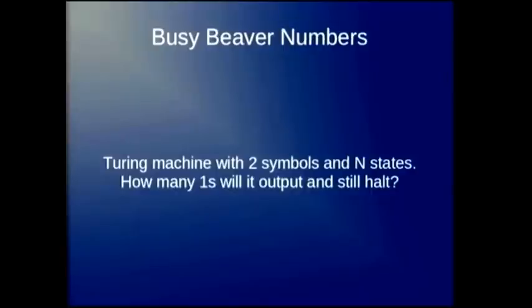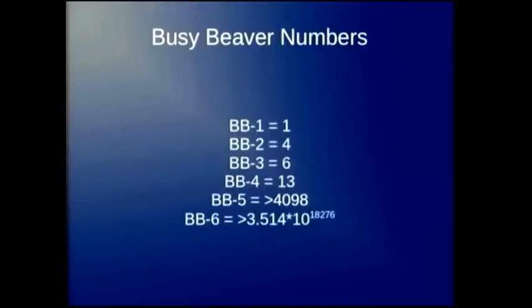The Busy Beaver numbers are based on, if we have a Turing machine with, let's say, 2 states, what is the largest number of ones that it will output and still finish? A couple of these have been computed. A 1-state Beaver is going to output 1. A 2-state Beaver outputs 4. 3 outputs 6, 4 outputs 13.